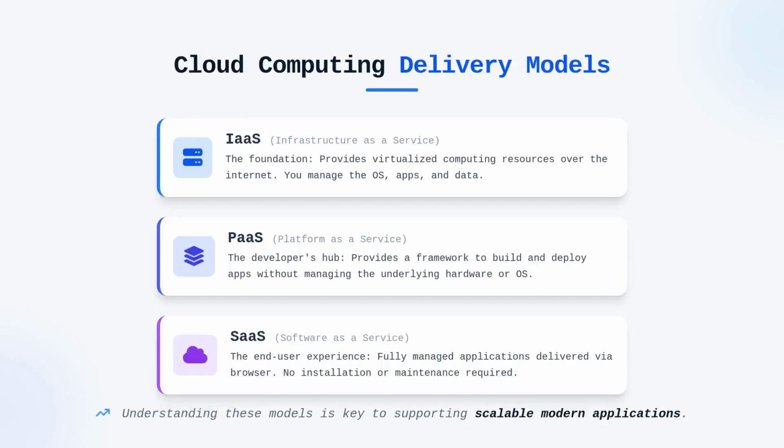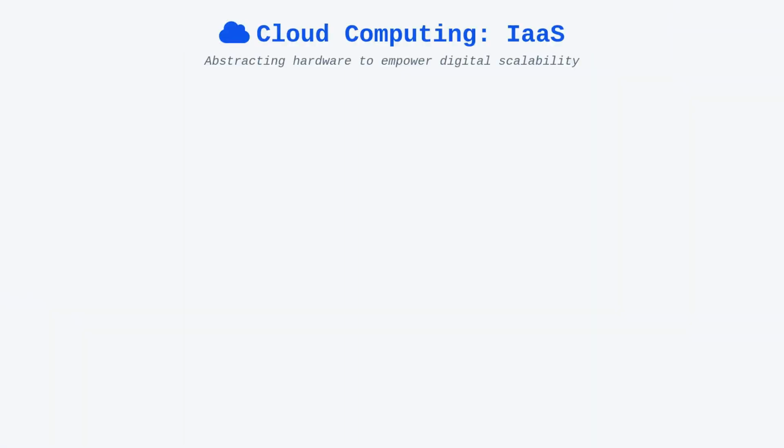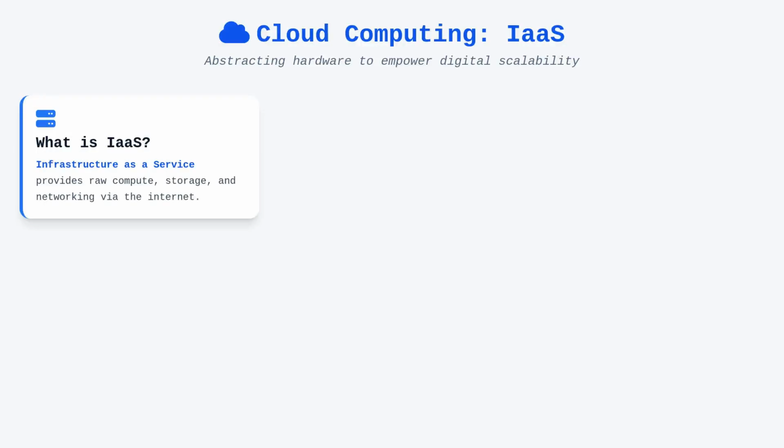Hello. In this section, we examine the fundamental delivery models of cloud computing to understand how modern infrastructure supports scalable applications. Cloud computing is fundamentally about abstracting hardware and software layers to provide services over the internet, rather than relying on local physical servers. At the lowest level of abstraction, we have infrastructure as a service, or IaaS, which provides raw compute, storage, and networking capabilities.